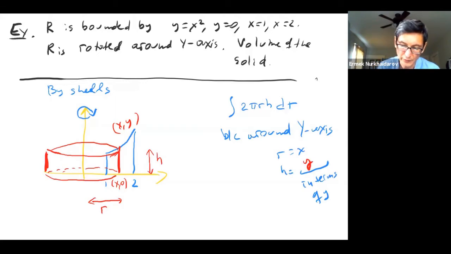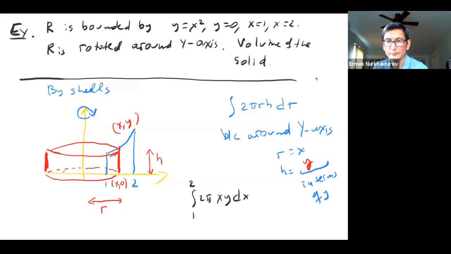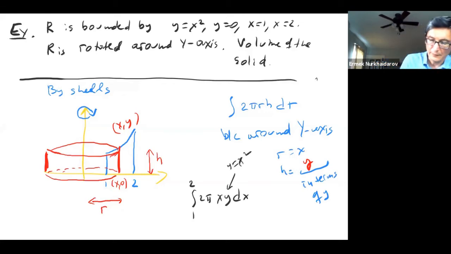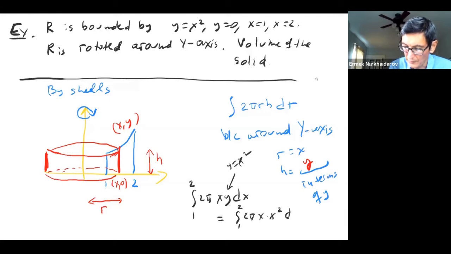And essentially, we are ready to write the integral. Integral 2 pi x y dx. And you can easily read from that picture that x is between 1 and 2. And again, if you look at the picture, then you know that y equals x squared. Then we get an easy enough integral, 1 to 2, 2 pi x times x squared dx. That integral should not be too difficult to calculate.